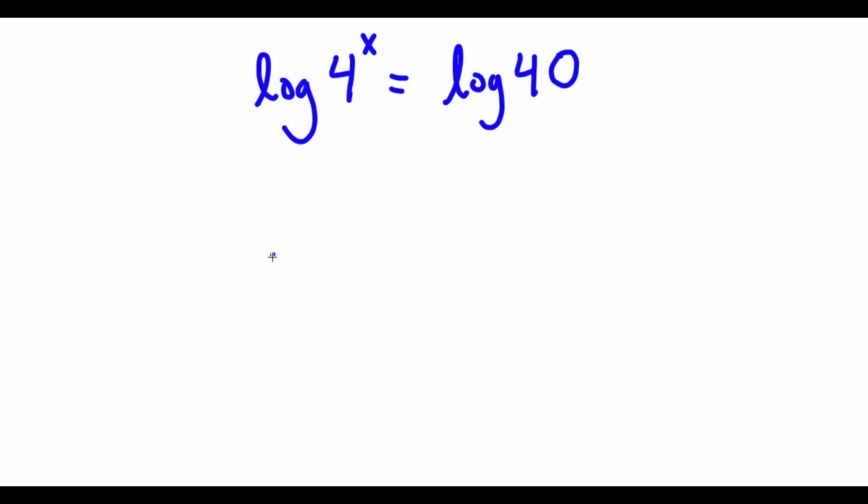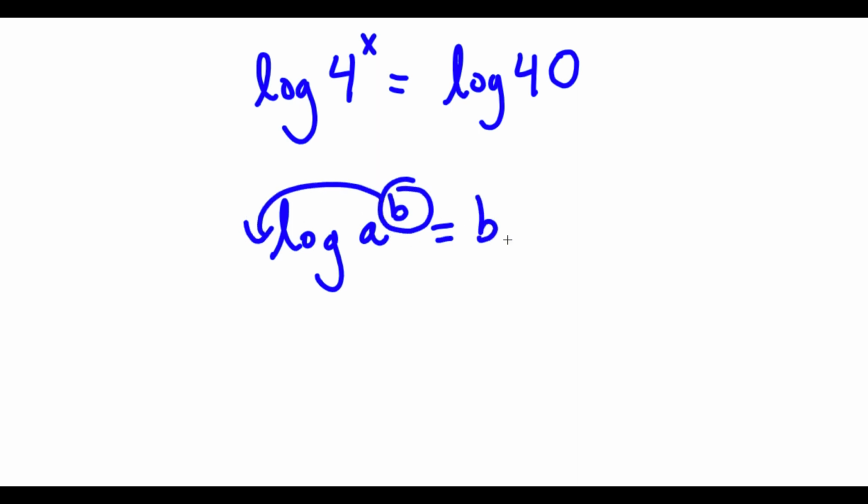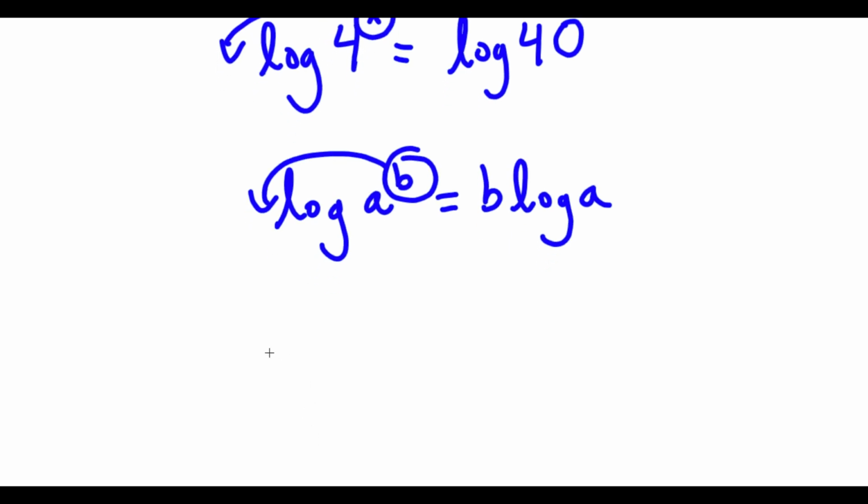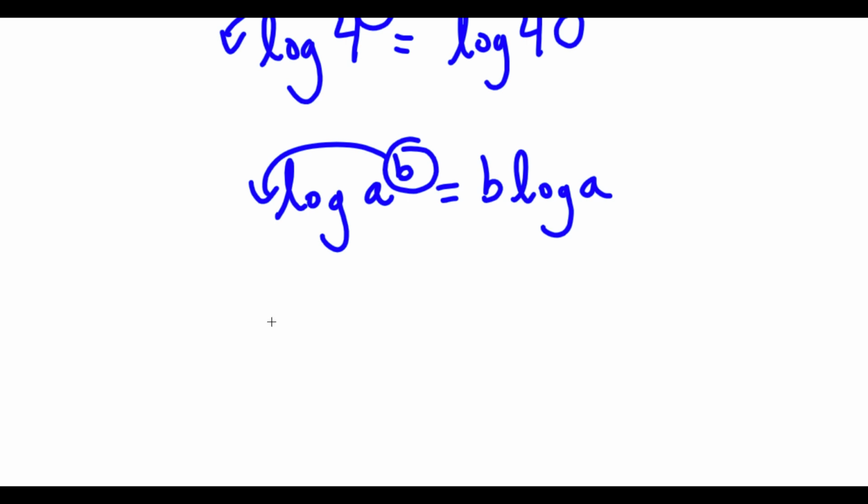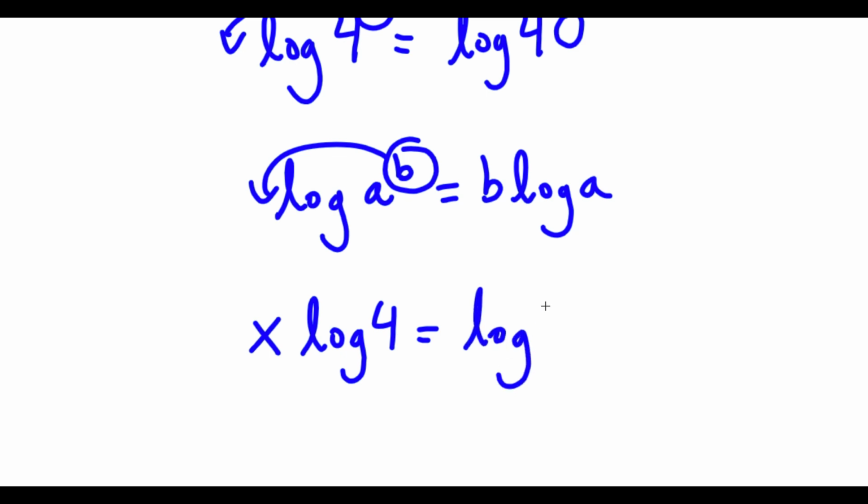Now, if I have something in the form log a to the power of b, I can move this exponent b to the front. So this is equal to b times log a. In this case, I have log 4 to the power of x, so I can move x to the front. So now I have x times log 4 is equal to log 40.